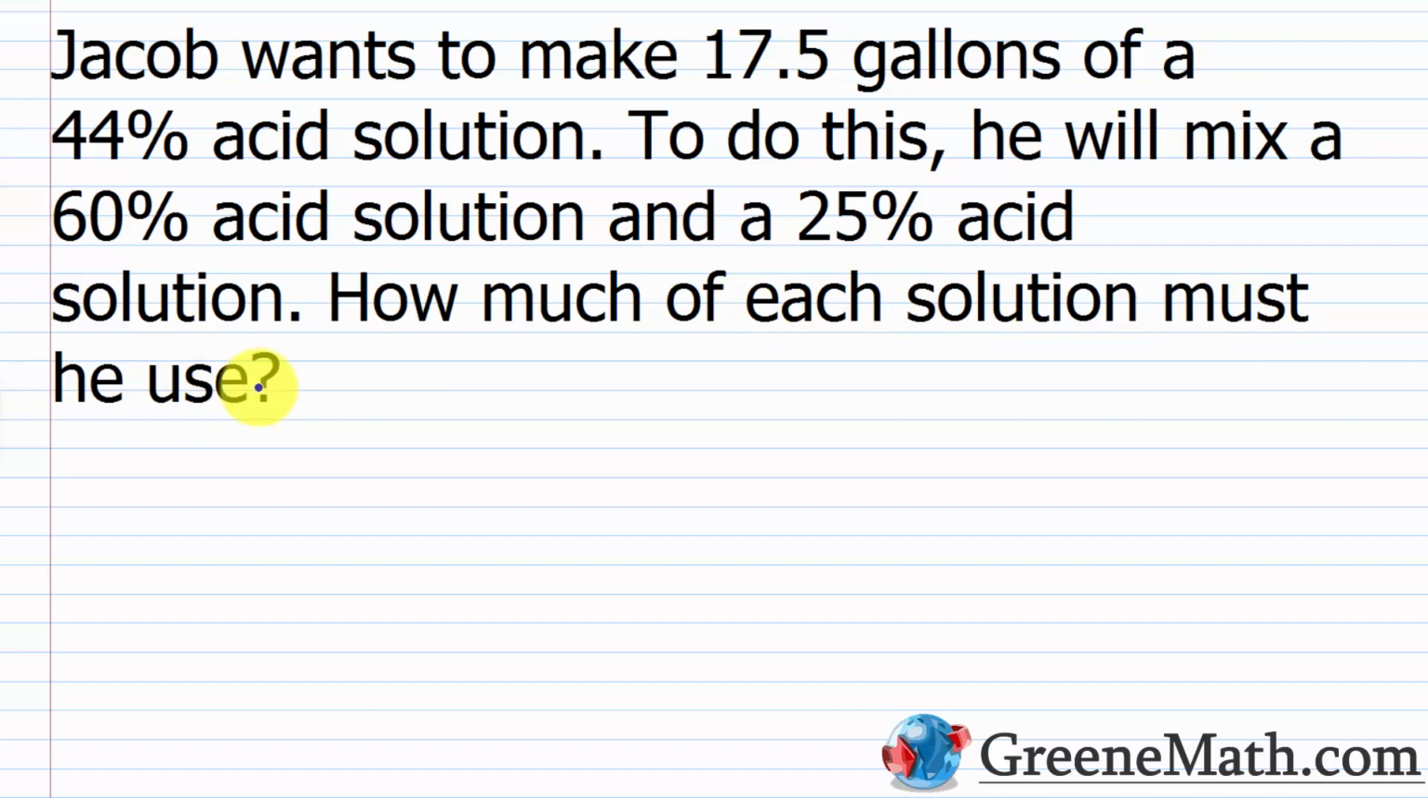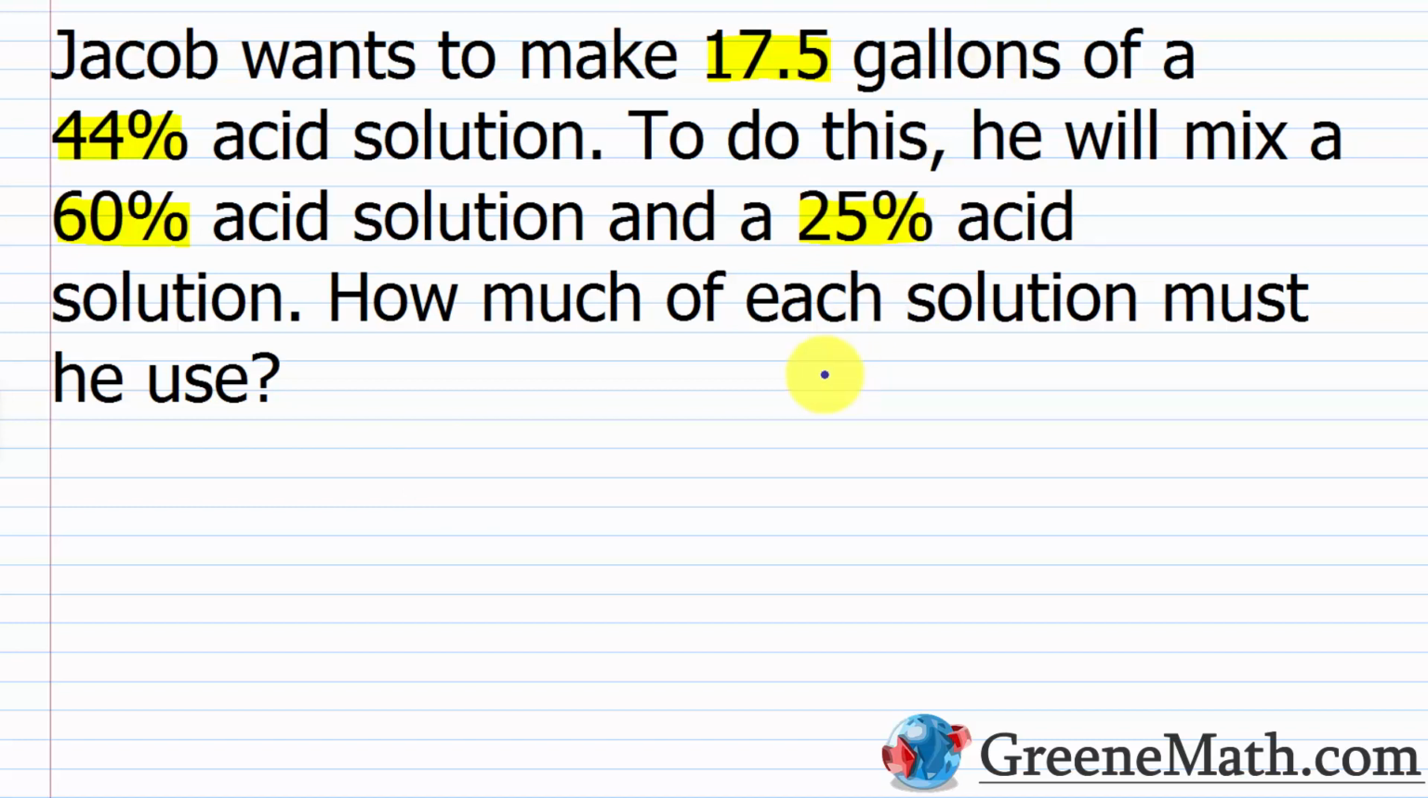Again, very simple problem. The key to understanding this here, again, is to think about the final mixture. It's 17.5 gallons of a 44% acid solution. So basically we have 17.5 gallons, 44% of it is pure acid. Now, this can only come from what? Two sources here. We've got a certain number of gallons, which is unknown at this point, of a 60% acid solution, and then a certain number of gallons, again unknown at this point, of a 25% acid solution.